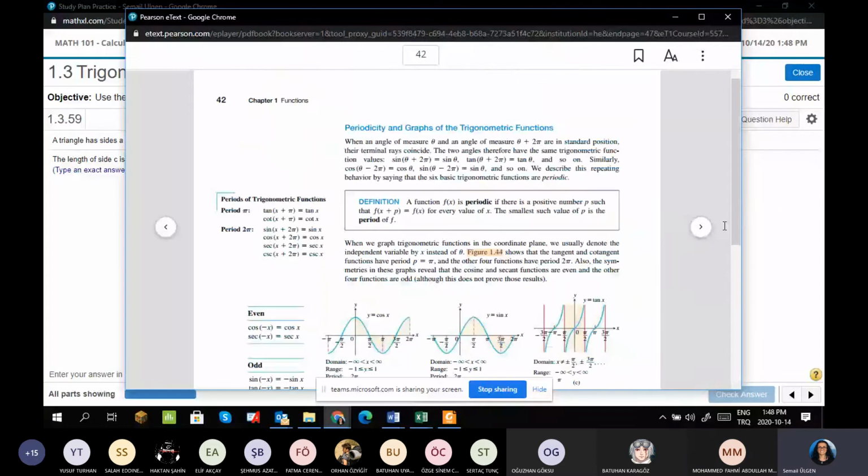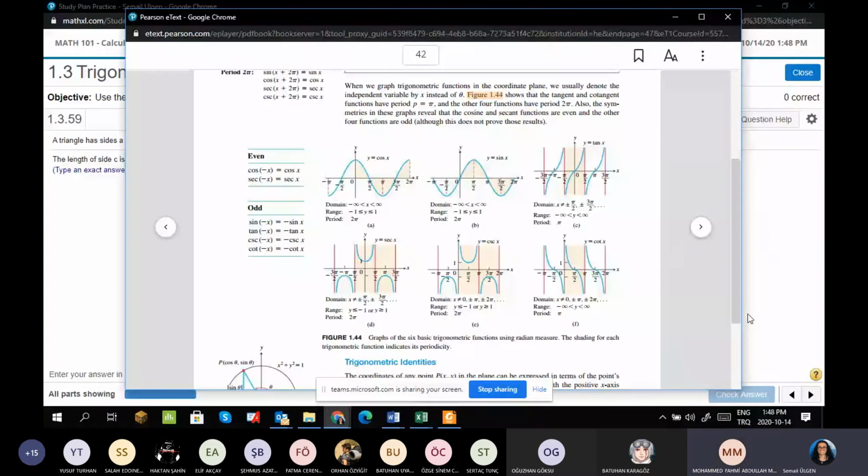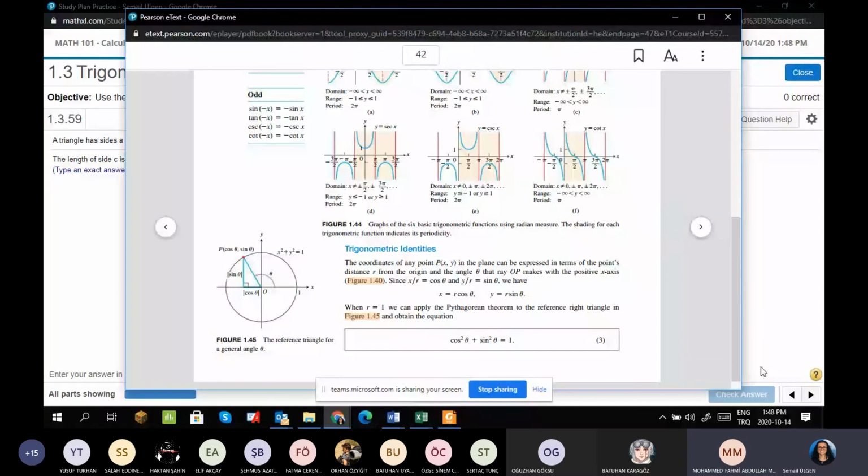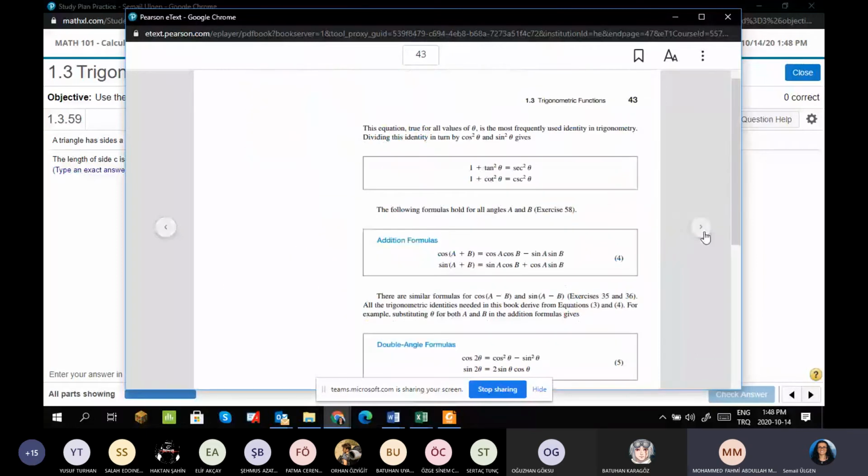Okay. This is about periodicity. And then not yet. Trigonometric identities. It should be a little further. Okay. Addition formulas. This is not what I want. Maybe the next one. Okay, here.